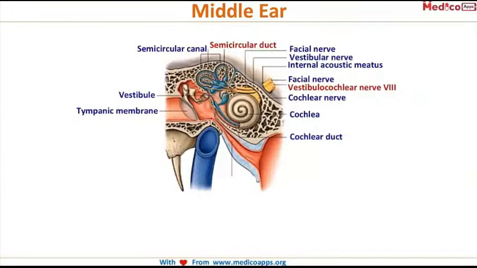These are the semicircular ducts. This is the semicircular canal. Here is your vestibule. This is the tympanic membrane, obviously. This will be your external ear. These are the cochlea and the cochlear ducts. Here is passing your facial nerve, and this is your 8th cranial nerve.